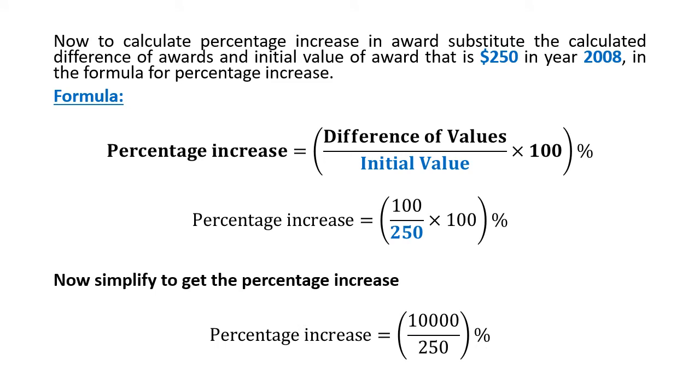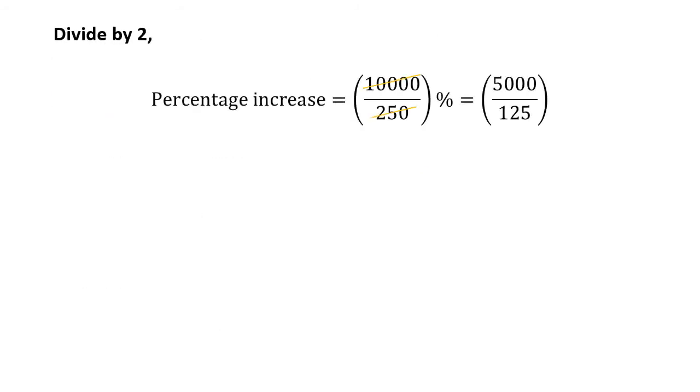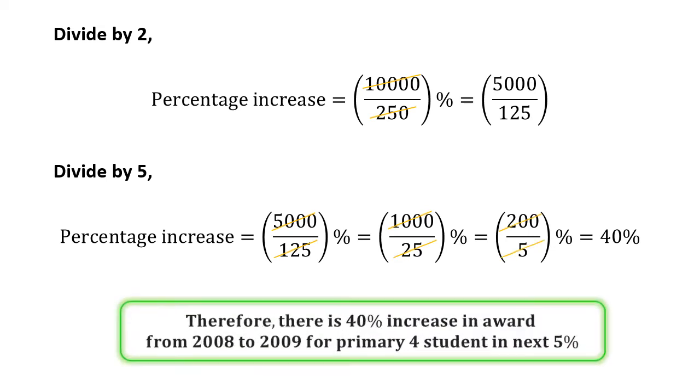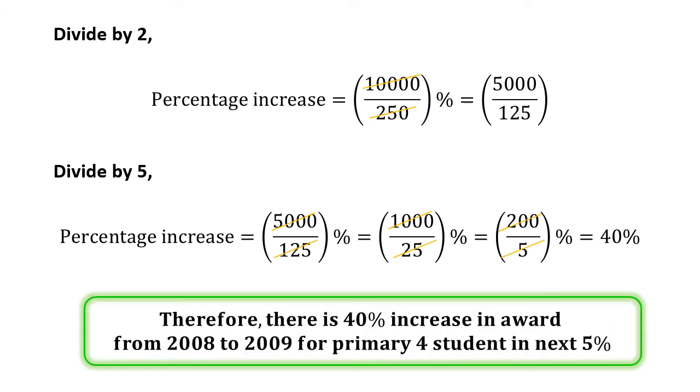Now to calculate the percentage increase in award, substitute the calculated difference of awards and the initial value of award, that is $250 in year 2008, in the formula for percentage increase. Then simplify to get the percentage increase. After simplification we have 40%. Therefore there is a 40% increase in award from 2008 to 2009 for a Primary 4 student in the next 5%.